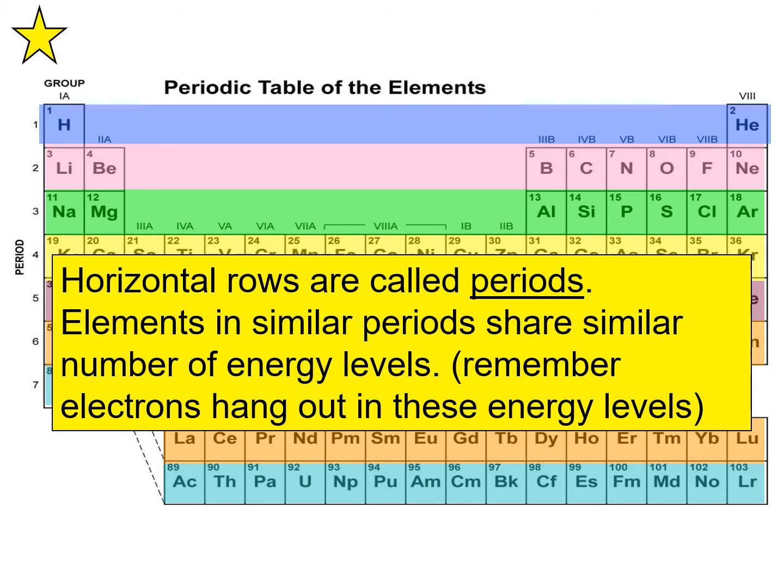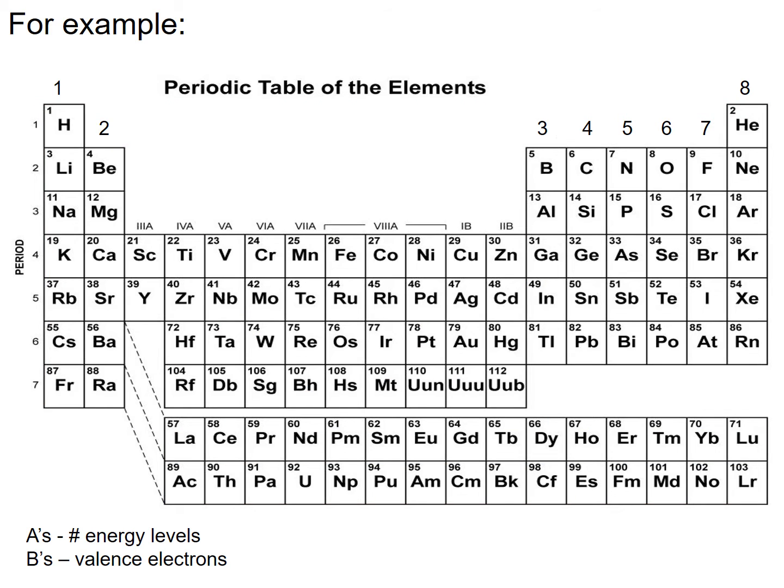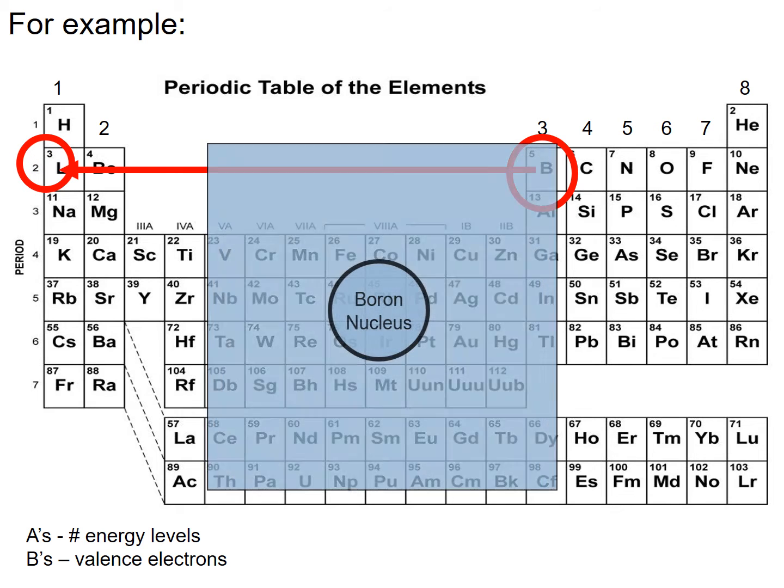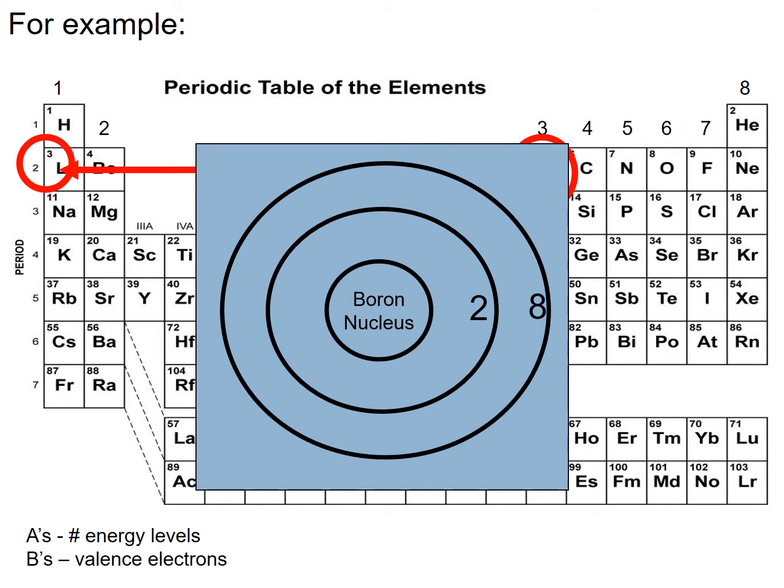So horizontal rows are called periods, and elements in the same period have the same number of energy levels. Remember, that's where the electrons hang out. Boron is in the second row, so it has 2 energy levels. The first energy level holds 2, and the second can hold up to 8 electrons.